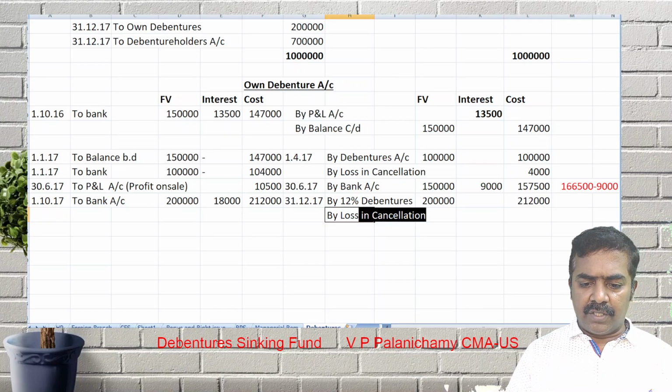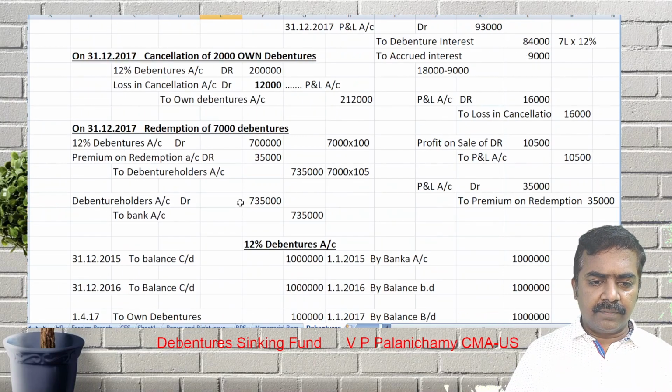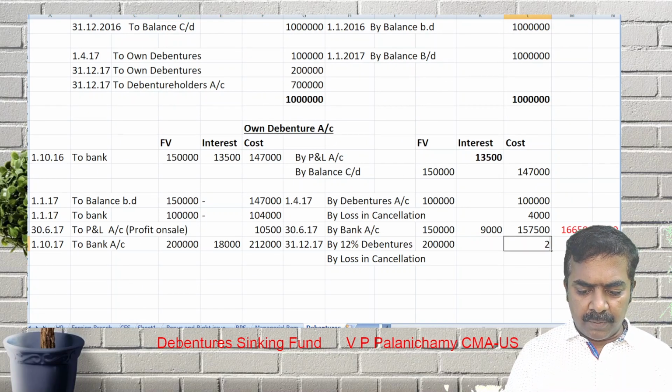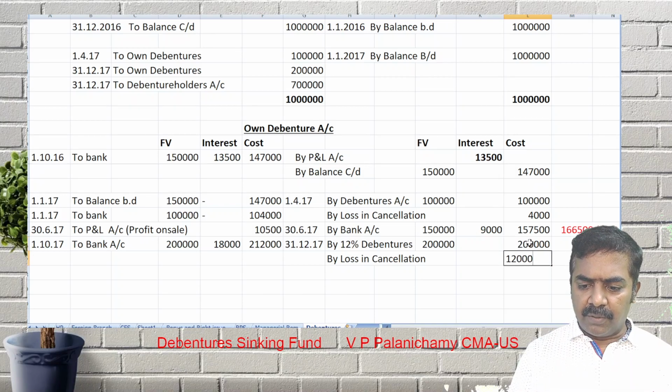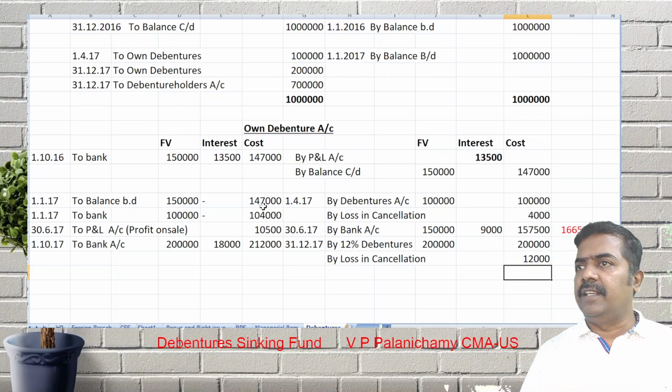லாஸ் அண்ட் கேன்சலேஷன். லாஸ் அண்ட் கேன்சலேஷன் எவ்வளவு இருக்கு? லாஸ் அண்ட் கேன்சலேஷன் எவ்வளவு போட்டிருக்கோம் பாருங்க. 12,000. Loss and cancellation 12,000. So by debentures in the 2 lakhs வரும். Loss and cancellation எவ்வளோ? 12,000 வரும். Once again, now own debentures all are cancelled இல்லையா?